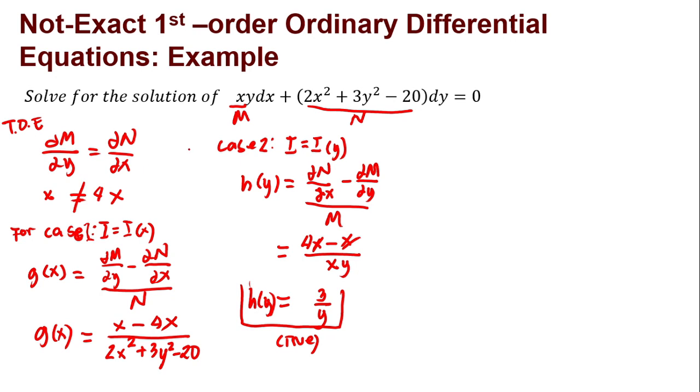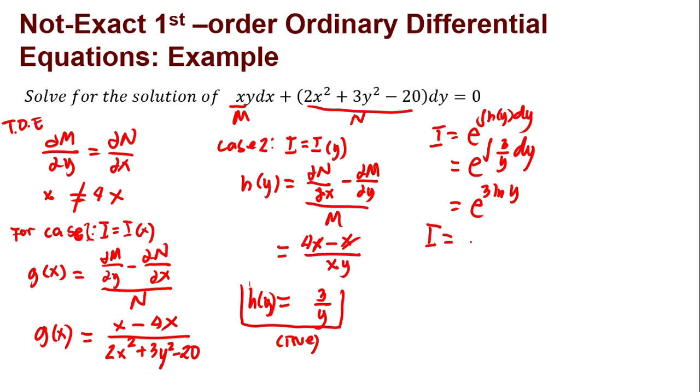So then we can use our integrating factor I equals e raised to the integral of h of y dy. So this one is e raised to the integral of 3 over y dy. So we have e raised to 3 ln of y. Simplifying this integrating factor, we'll get y cubed. So this is our integrating factor that we are going to multiply to our differential equation.